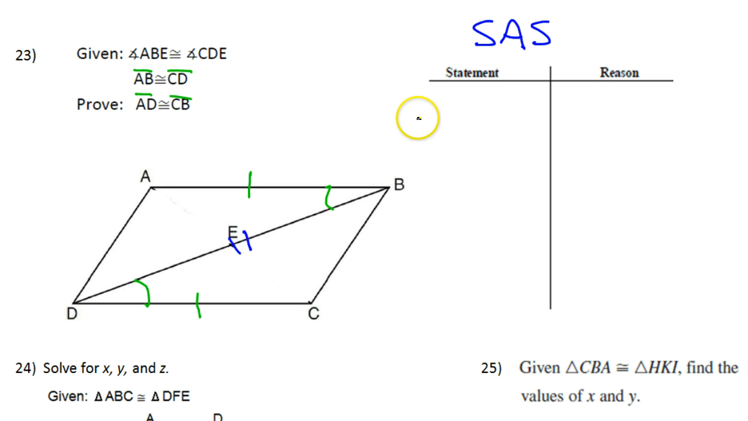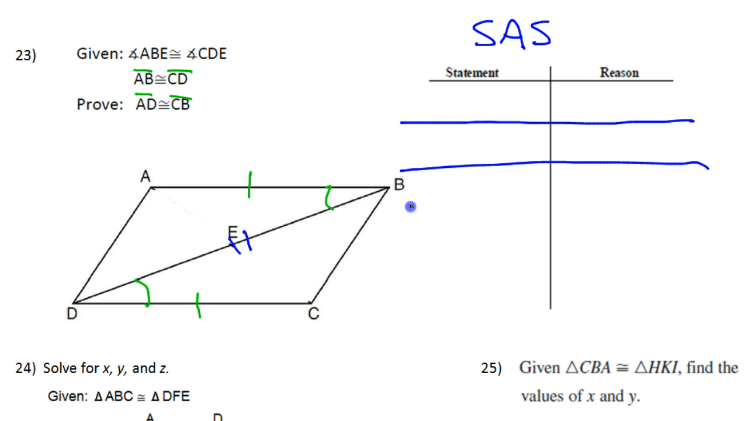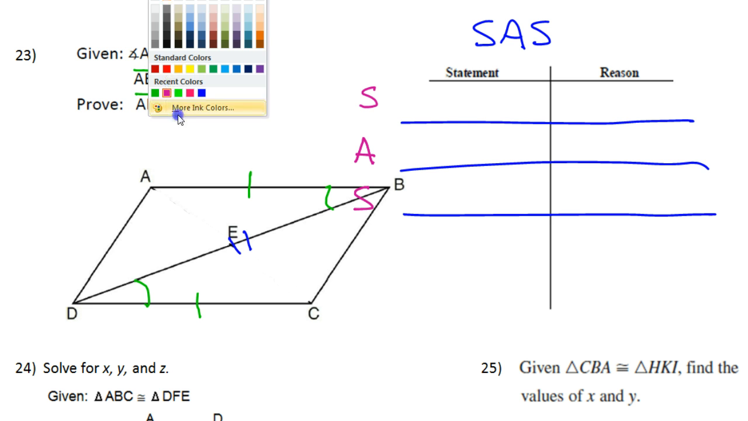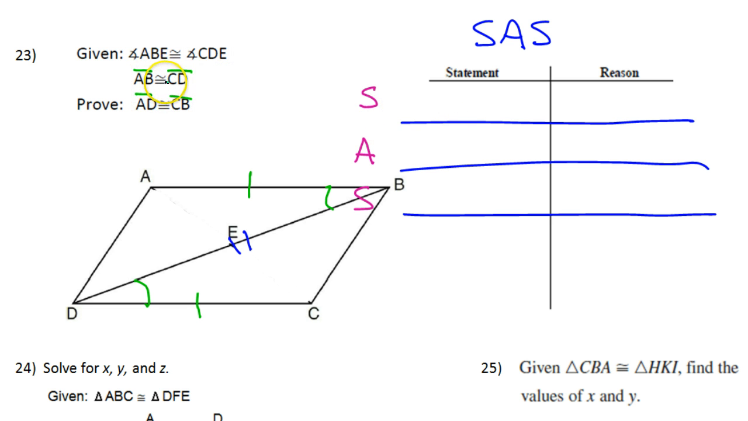So in fact, as we set up our work, I like to go in order. If I know that I'm shooting for side angle side, then I'm going to list a pair of sides, a pair of angles, and a pair of sides. That way I have side angle side. So first, do I have anything in the given? Yeah, I have a pair of sides in the given. So I can go ahead and say AB is congruent to CD. Reason: given.